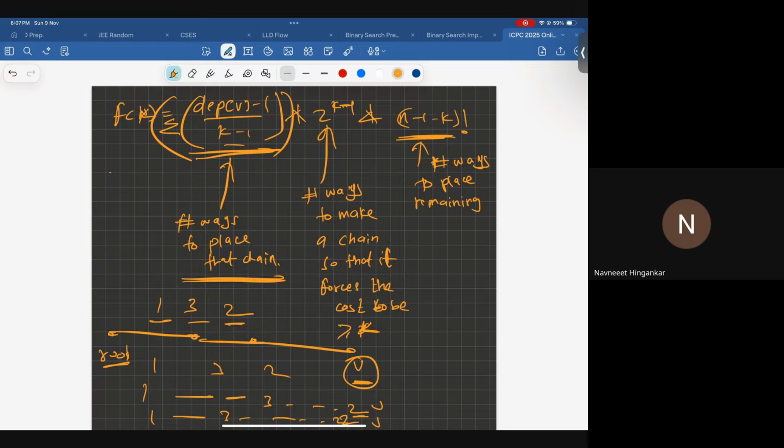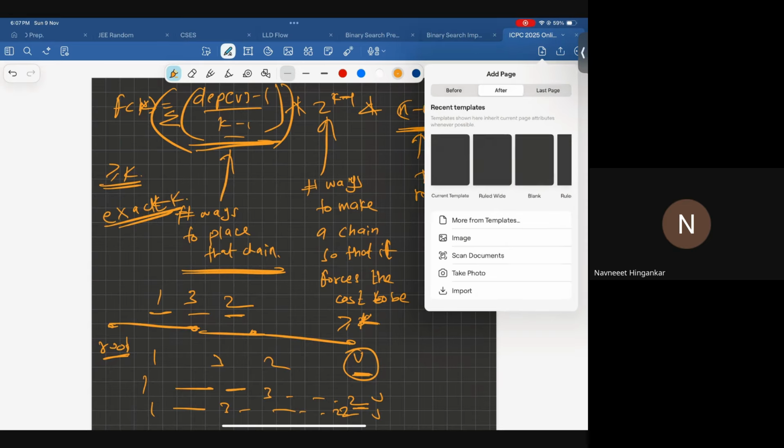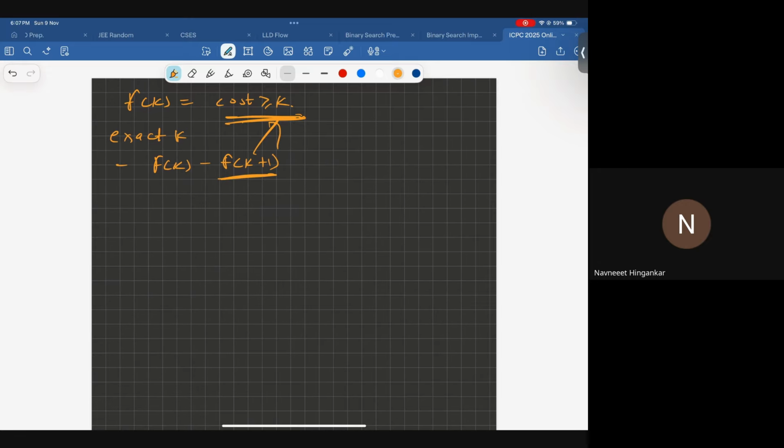But this is for cost greater than or equal to k, right? We need exact k cost. Now, the moment my function says my cost is greater than or equal to k, what I could do to get the exact k answer is function of k minus function of k plus 1. Whatever solution set was giving cost greater than or equal to k, the k plus 1 will be removing those costs, and you will get exact k. And this was the answer basically for this question.